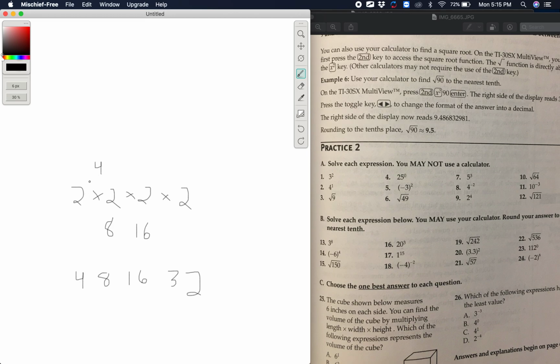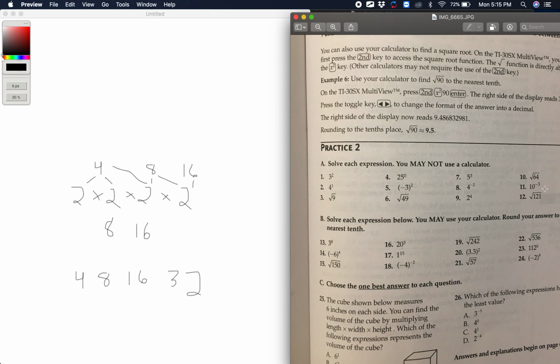2 times 2 is 4. See it like that if you like. And 2 times 4 is 8. And 2 times 8 is 16. Okay, so 16 is your answer for that one.